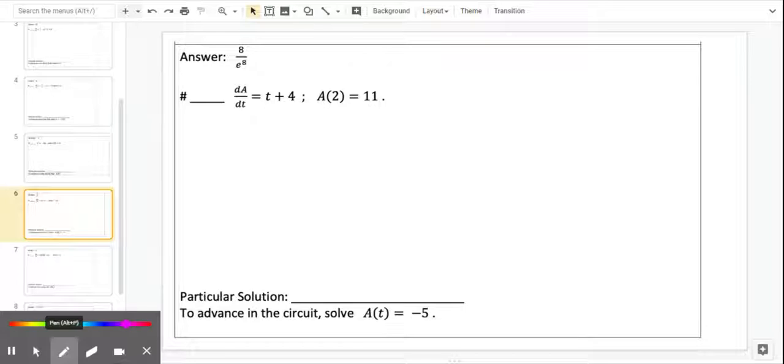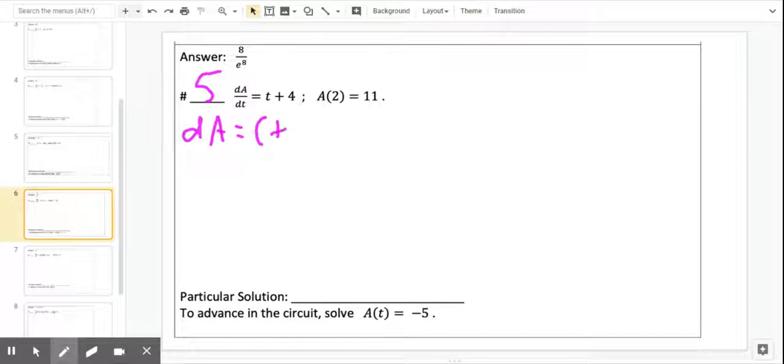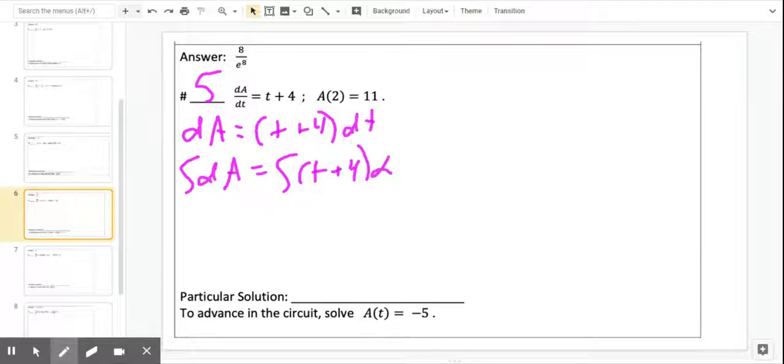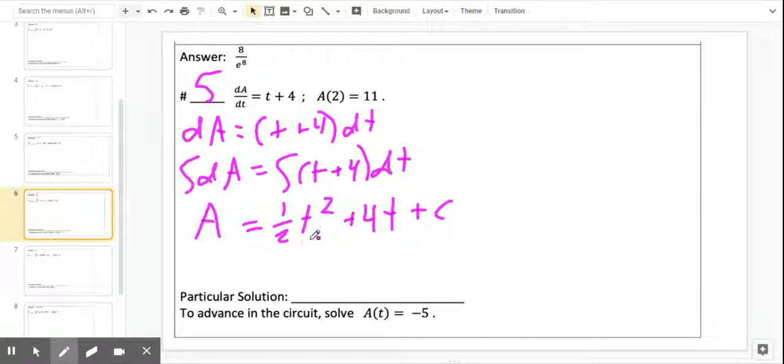So now we're on number 5. So we have dA over dt equals t plus 4. So I'm going to start by multiplying by dt on both sides. So then we have t plus 4 dt. And then I can integrate both sides. So this leaves us with just A equals 1/2 t squared plus 4t plus c. So that right there is our general solution.